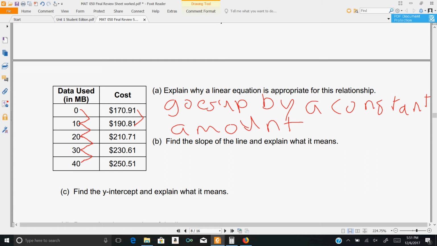Find the slope of the line and explain what it means. I can actually use some of the data that I just did. I'm going to take 2 points. My slope is change in y divided by change in x. So m equals, I'll write that. The triangle means change, and change or difference comes from subtraction. So I'm going to take my y, the 190.81.